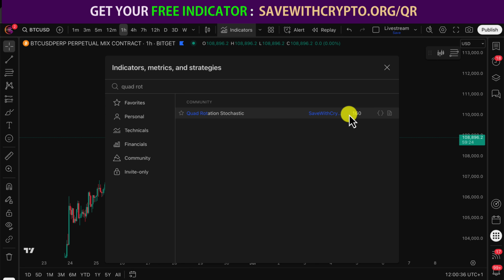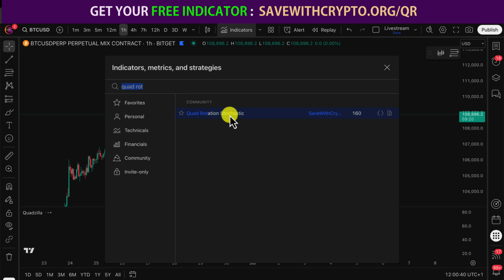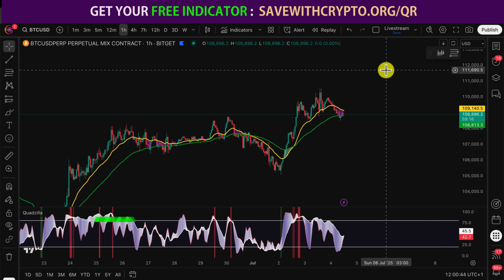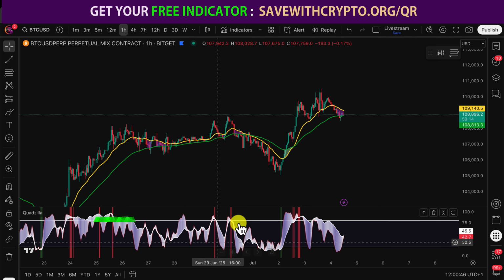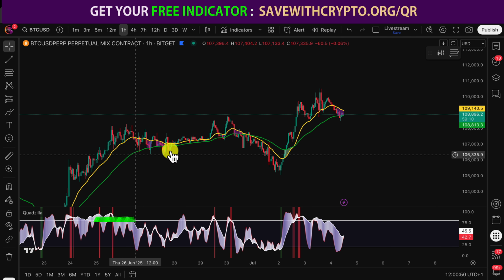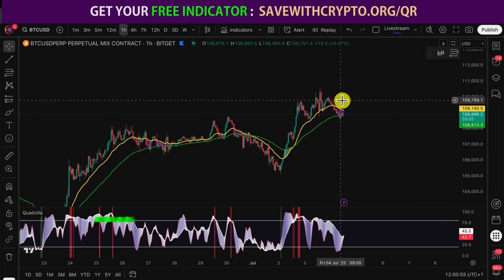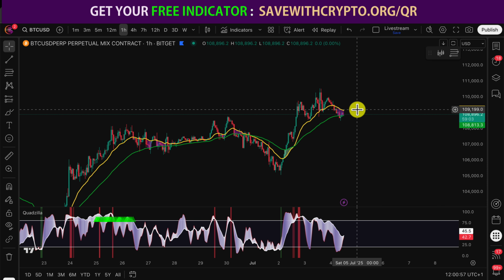So at the moment, just look for quad rotation and you'll find Quad Rotation Stochastic by Save with Crypto, and it's currently got 160 likes. So let's give that a click and add it. Now you can see here what it does straight away. It adds this momentum indicator down here, and it also adds these two lines, this yellow one and the green one here. These are both exponential moving averages.